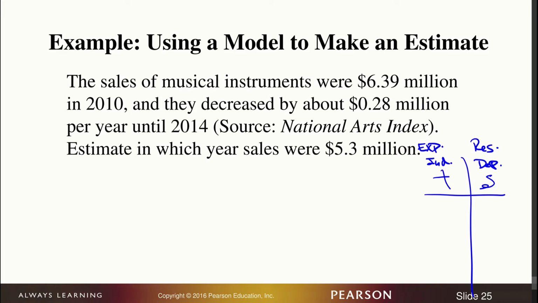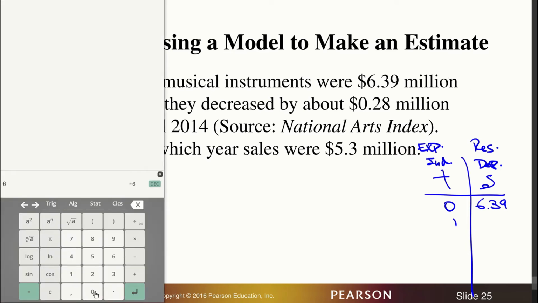Now, we are actually not going to need to set up a table, even though we could. For example, if T is the number of years since 2010, right? So for example, in the year 0, which means 2010 itself, the sales were what? 6.39, right? The next year, 1 year later, you would just subtract the 0.28 from that, right? So you would do this calculation: 6.39 minus 0.28, right? And we get 6.11, etc.